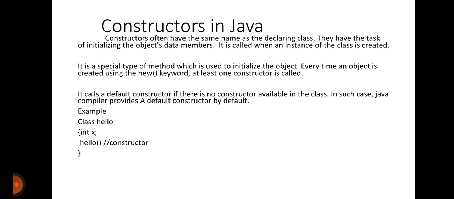Example of the constructor. Here, class Hello. Hello is the class name. We declare an integer type variable x, so 4 bytes of memory will be allocated for the variable x. Here, Hello is the method. It should be the same as the class name. That is the constructor of the class. Here, the method name and the class name must be the same. So the constructor is used to initialize the value of the variable.